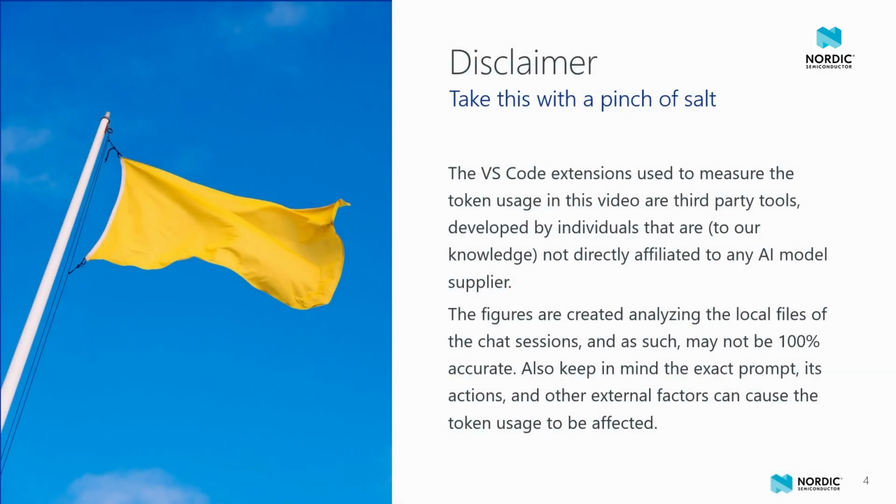Now, despite the results, it is important to give them the right context. The GitHub Copilot extension does not supply any official usage statistics. The extensions used in this video are developed by third parties and analyze the chat local files, meaning the total token values might not be 100% accurate. However, it's reasonable to assume that errors will be systematic and skew all the measurements in the same way, so the comparison should still show the relative positions to each other.